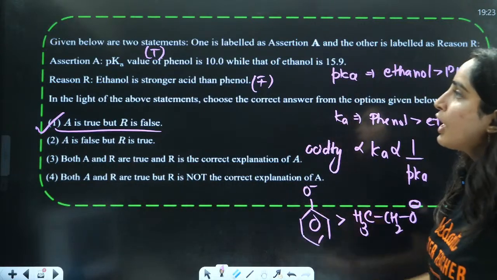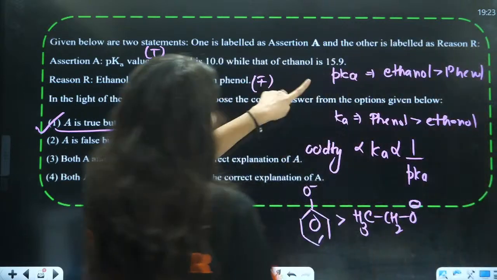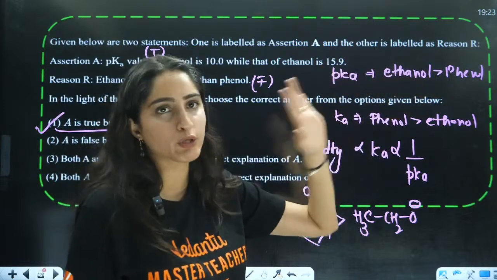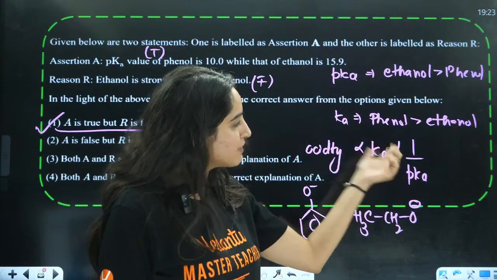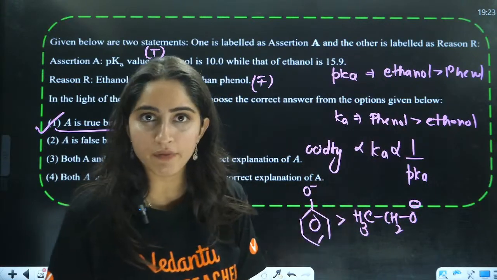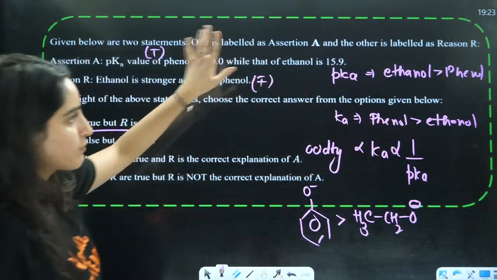So here you have phenol and ethanol. They are giving you the values here. From the values, we can see that ethanol has a higher value as compared to phenol. Because of this relation, if pK is more, that means Ka is less. That means Ka of phenol is greater than ethanol. Is this true? Yes, that is true. So this statement is true.